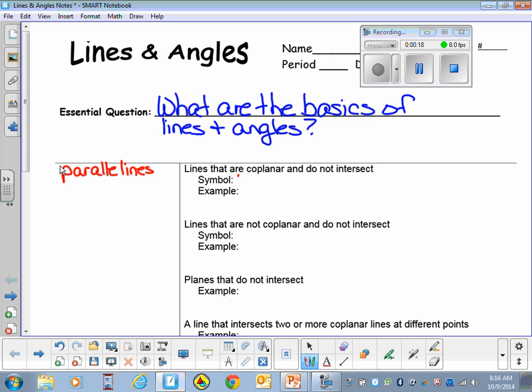Our symbol looks like the double lowercase l in parallel. When you draw parallel lines, you have to mark them as parallel. It's not enough for them to look parallel. And we use a little caret going the same direction on each line to mark them as parallel.